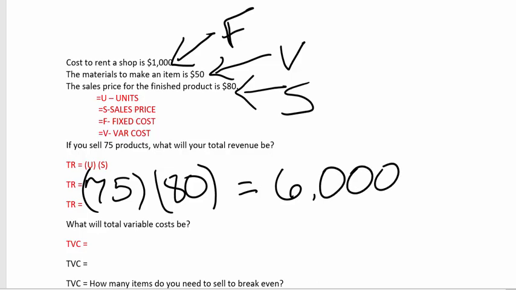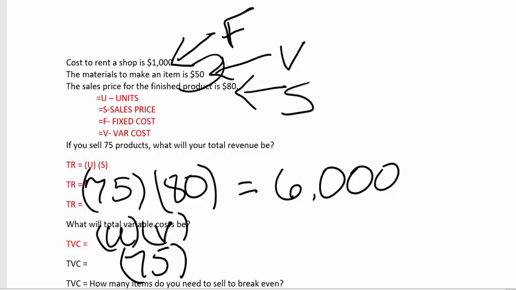What would our total variable costs be? To come up with our total variable cost, you take your units times your variable cost. So again, in this case, our units is 75. And in this case, our variable cost right up here is 50. So we take 75 times 50, which gives us $3,750.